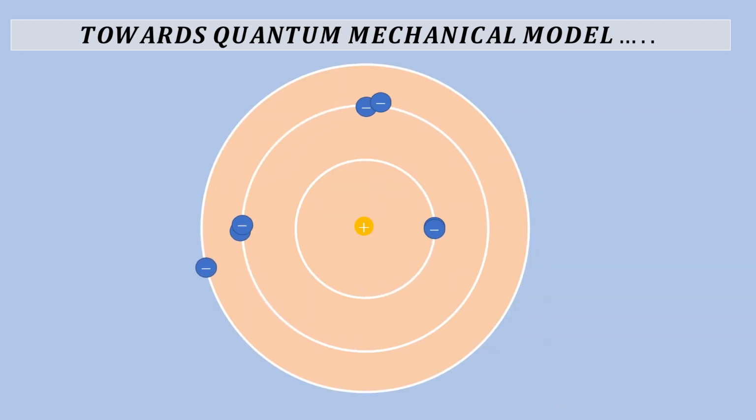So the atomic model proposed by Niels Bohr was actually the beginning of understanding the structure of an atom. It was not the final proposition, it just gave us an overview of what might be happening inside an atom. Later on, a number of theories were proposed in order to explain the structure of the atom with more accuracy, and we will move towards this so-called quantum mechanical model of atom from our next video. Thank you.